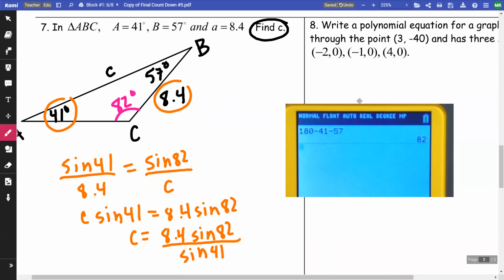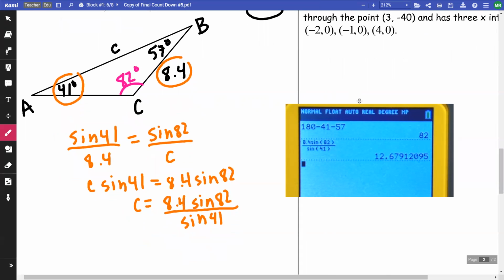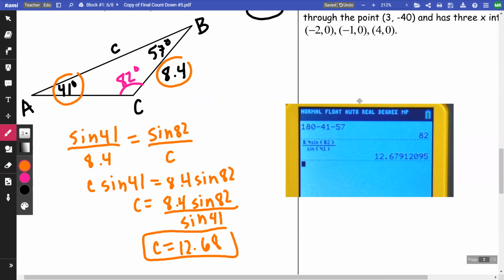And so making sure my calculator is in degrees. With triangles, you're going to have your calculator in degrees. So 8.4 sine of 82 over sine of 41. I end up getting that the side is about 12.68. So 12.68 is my answer. So that's what this side would be.